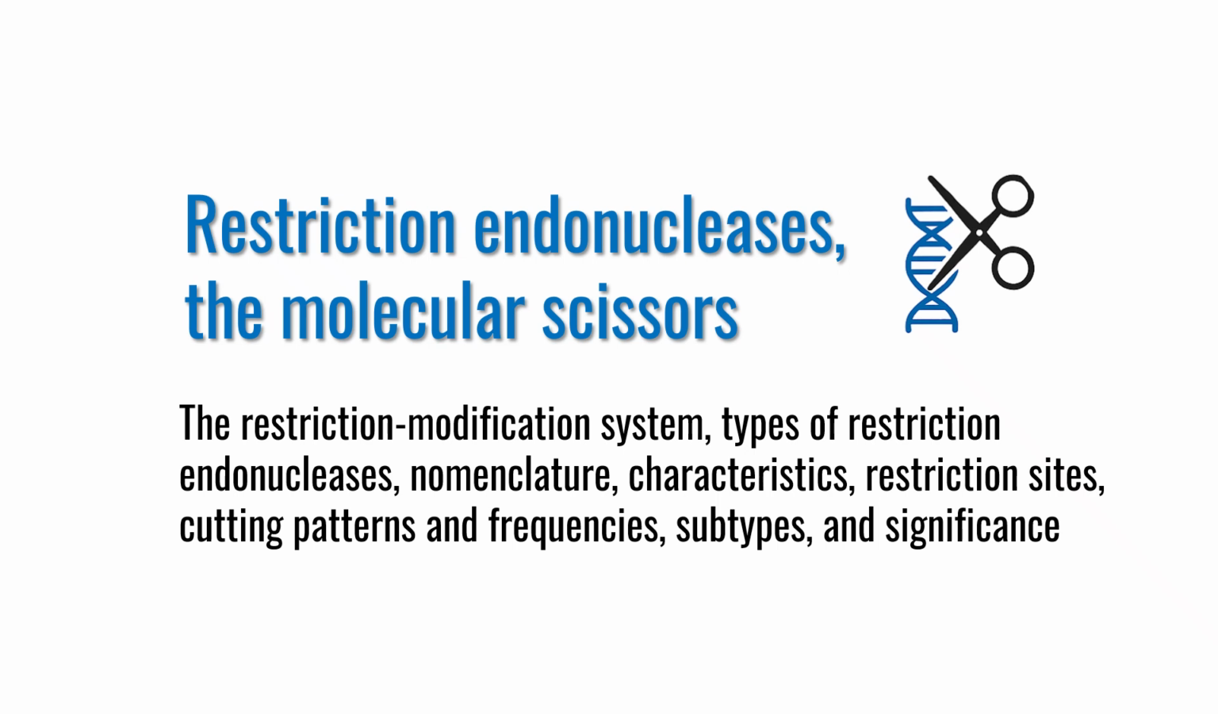Welcome to this video on the restriction endonucleases, the molecular scissors. These enzymes cleave the inner phosphodiester bonds in a double-stranded DNA in a sequence-selective manner. Werner Arber, Dan Nathans, and Hamilton Smith received the Nobel Prize in 1978 for the discovery of these enzymes. These enzymes evolved as part of restriction modification system which protects bacteria while degrading the foreign DNA.